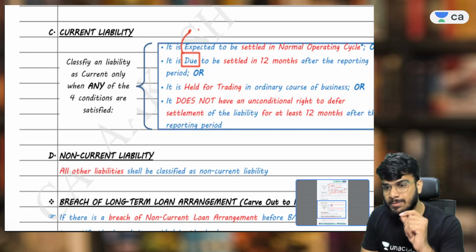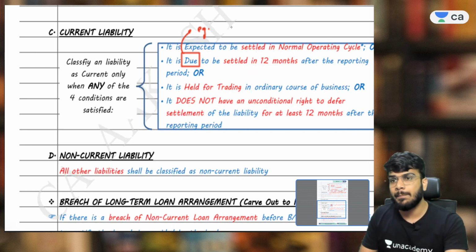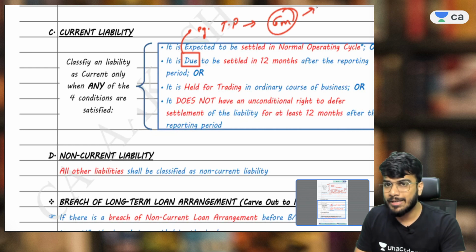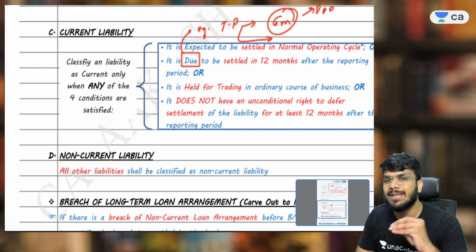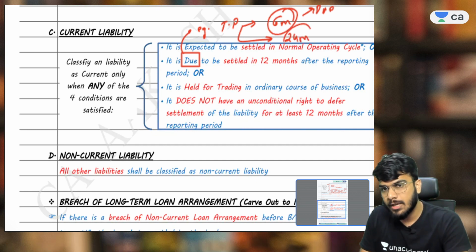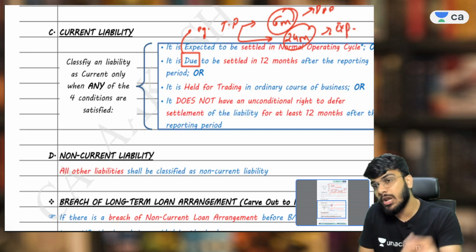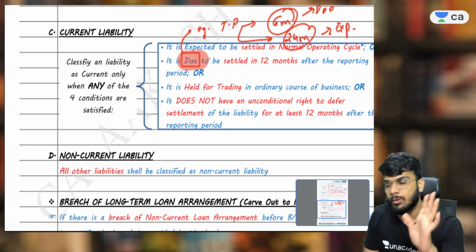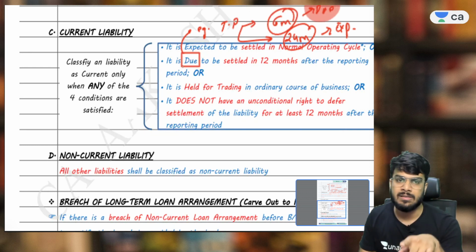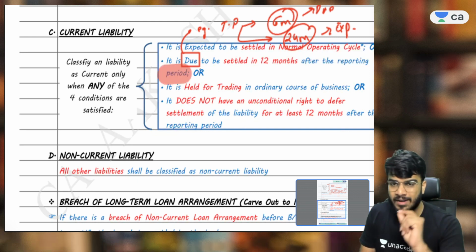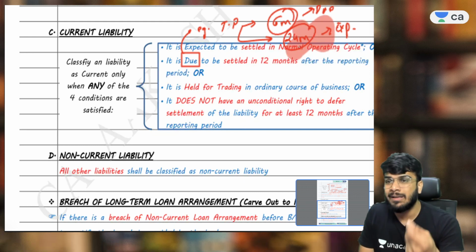Please remember, I'll try to explain this with the help of an example. Let's say, for example, I had to make a certain payment through a trade payable within 6 months, right? So it is due within 6 months, but Aakash Kandoi being himself, he knows that he won't be able to make this payment within 6 months. He will make this payment after 24 months. So he has an expectation that he will not pay within a period of 12 months. So in case of liability, the expectation won't be considered. When it is due, it will be considered. That means if it is due to be settled within 12 months from the end of reporting period, it has to be classified as current, irrespective of whether you expect it to be paid or not, right?